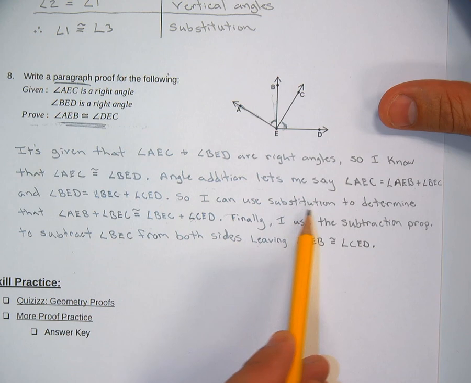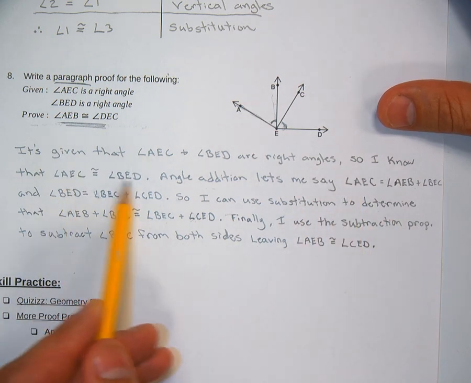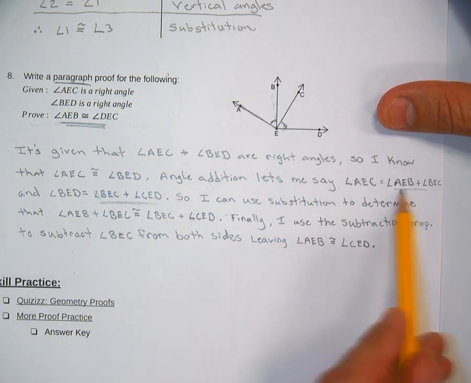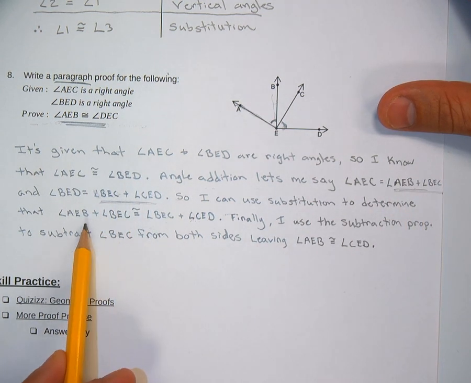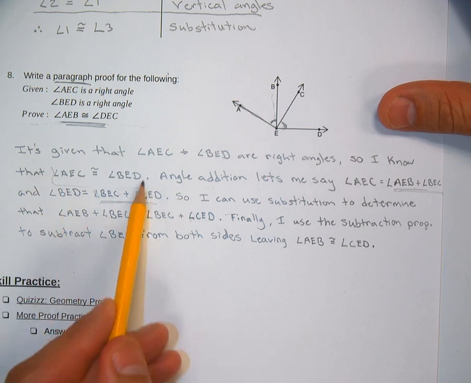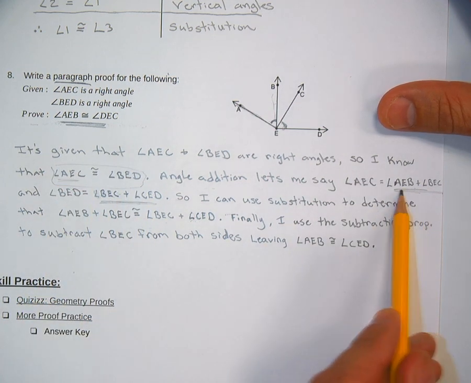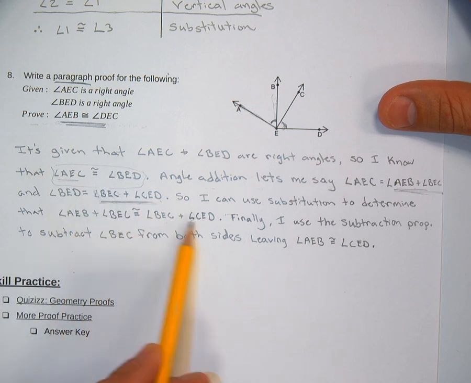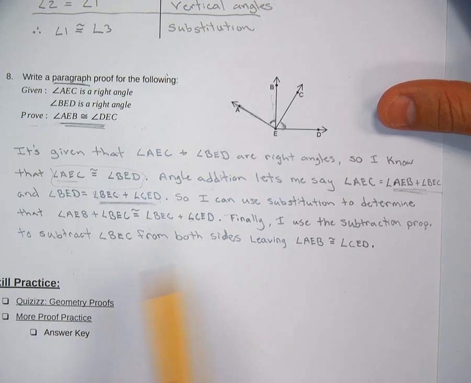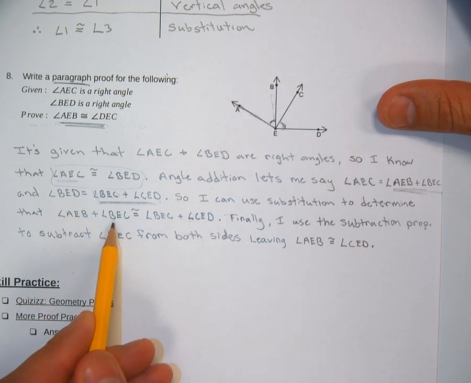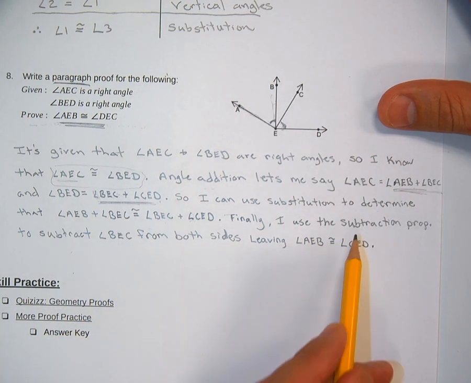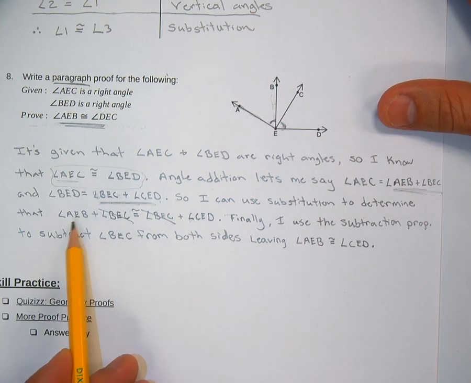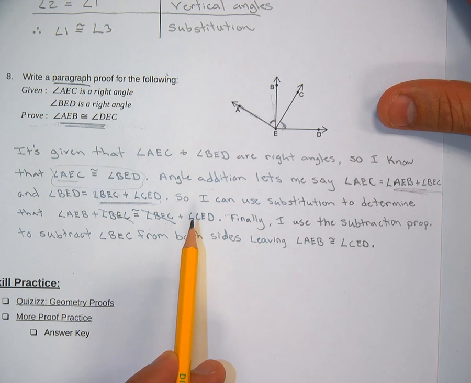Now I can use substitution to say that if AEC and BED were equal, then their parts are also equal. BEC and AEB are congruent or equal. So I just basically took this part right here and broke this down into its two parts, and I took BED and broke it down into its two parts and said those must also still be congruent. And then finally, I subtracted. I saw BEC was on both sides. So I used the subtraction property to subtract BEC off of both sides, leaving me AEB congruent to CED.